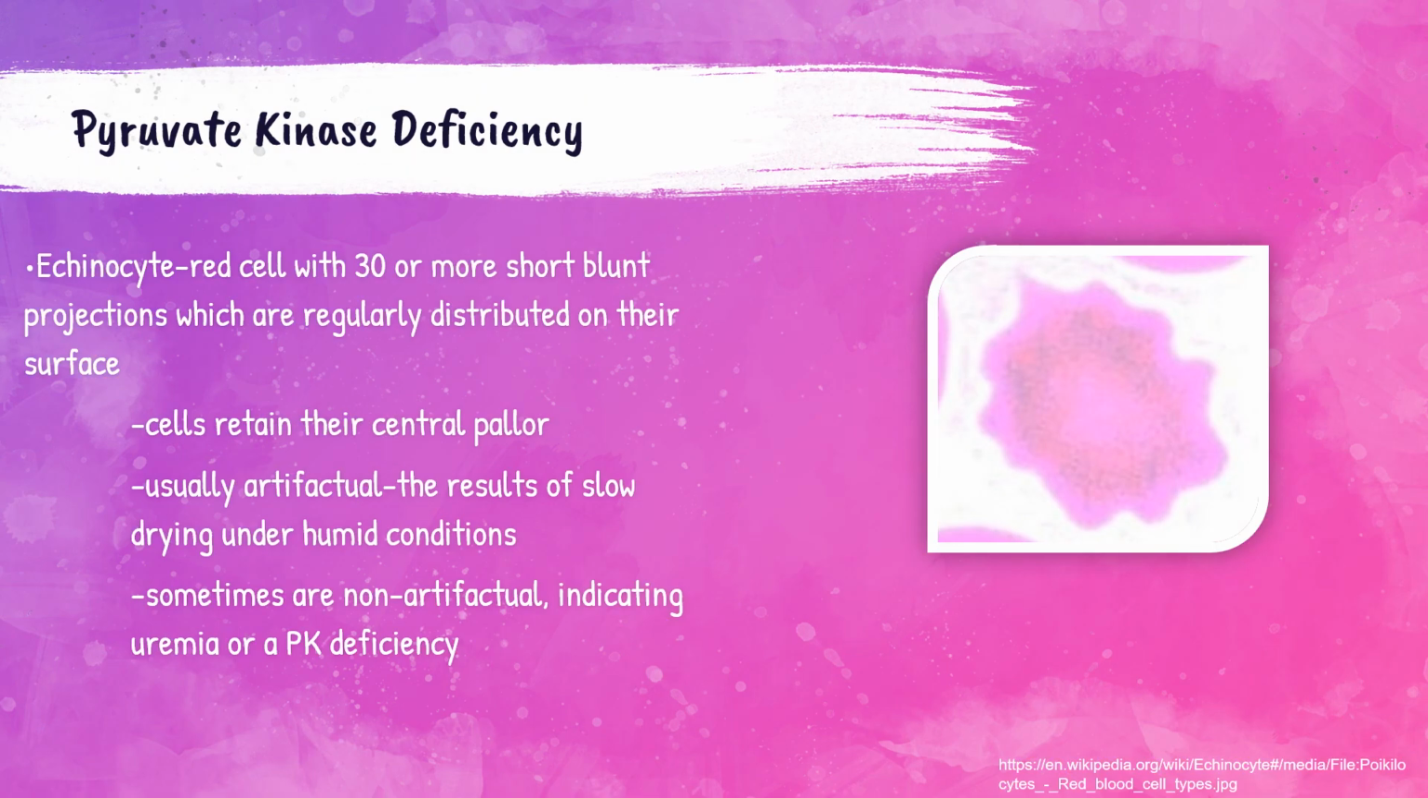Echinocytes or Burr cells are common in the peripheral bloodstream in patients that have PK deficiency. These are red cells that have short blunt projections that are regularly distributed around the surface. So sometimes these cells can be an artifact on the slide, meaning they are caused by an issue with how the blood was smeared on the slide or how the smear dried, and not actually present within the patient. If they are actually present in the patient's bloodstream, they can be from, of course, PK deficiency or something called uremia, which is when high amounts of urea build up in the blood, usually caused by renal failure.